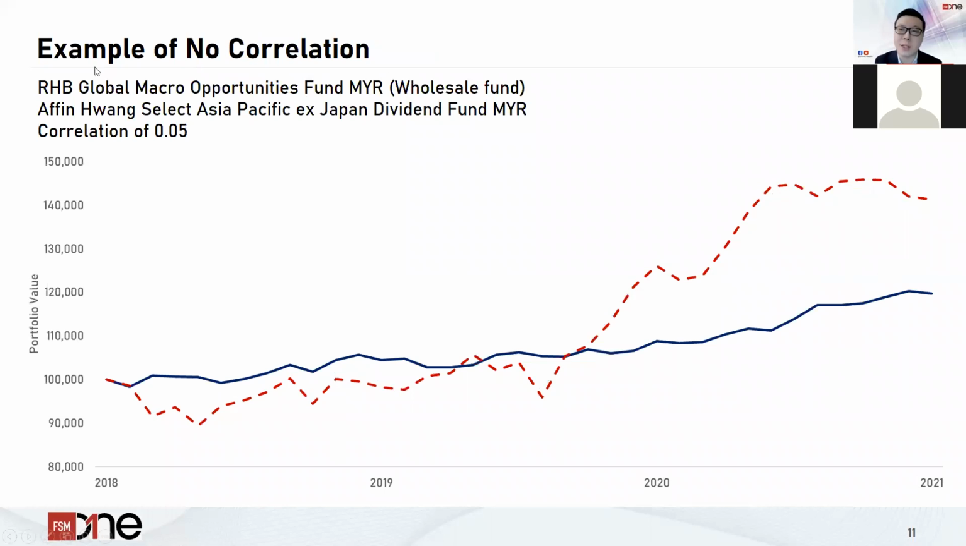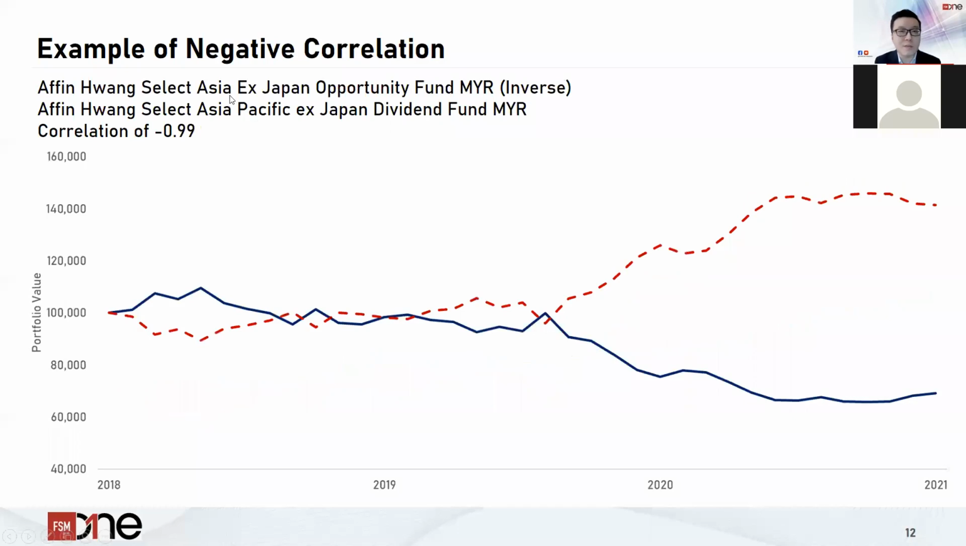The next one is an example of no correlation. Here we have RSB Global Macro Opportunities Fund, which is using a hedge fund kind of strategy that can do long short kind of investments. Then we have Affin Hwang, the same one from before, which is a typical vanilla Asia equity fund. They have a correlation of 0.05, which is almost zero. And almost zero means no correlation. And you can see from the chart here that whatever happens in this line doesn't affect the other line, that there's no correlation.